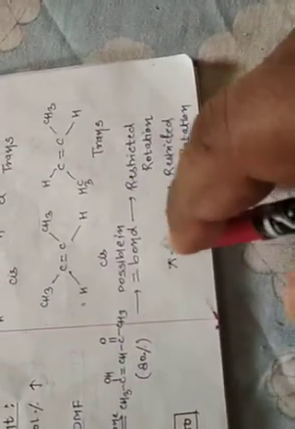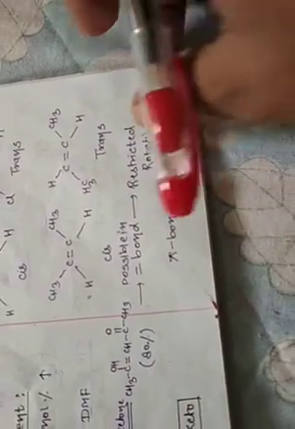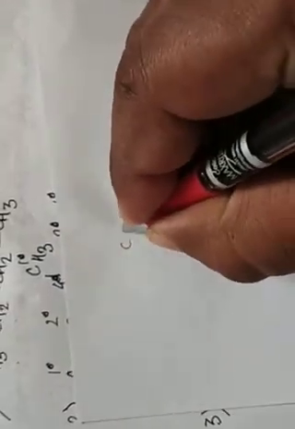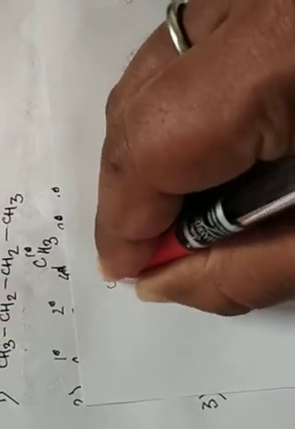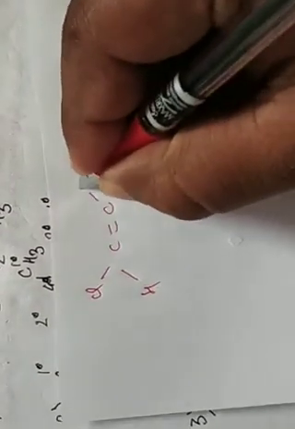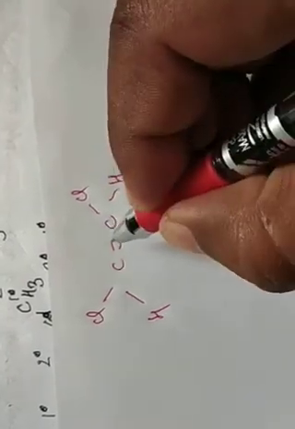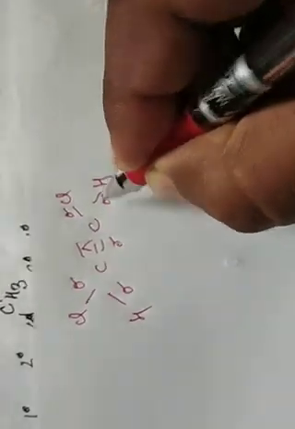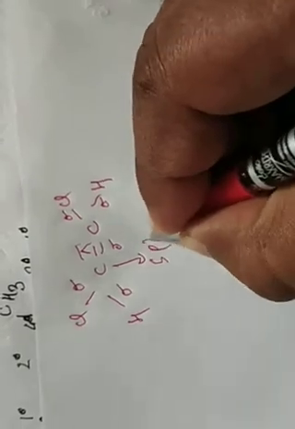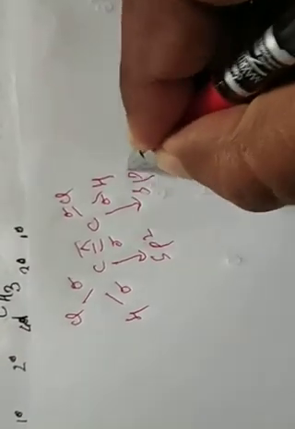Now the next structure. Double bond restricted rotation, pi bond restricted rotation. Clear? Now suppose you have C double bond C, with Cl and H on one carbon, and again Cl and H on the other. So this is a cis isomer. You know very well how many sigma bonds this carbon has: sigma, sigma, sigma, and one pi. So this carbon shows sp2 hybridization, and this carbon also shows sp2 hybridization.